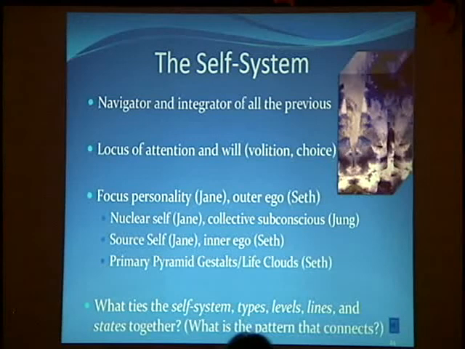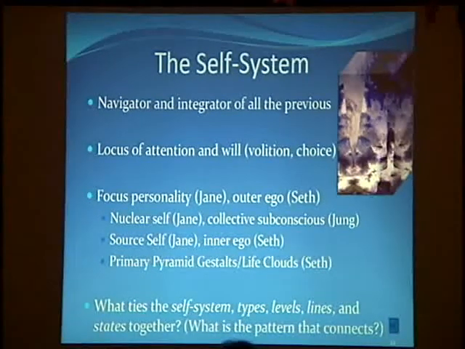So what ties all of this together? The self system, the types, the levels, the lines, and states. What is the big pattern that connects all of these hierarchies? Because I have a little icon down here that tells me a little interlude's coming, and we're going to put up the chart that connects. But again, we've looked at six notes. We reviewed them all.